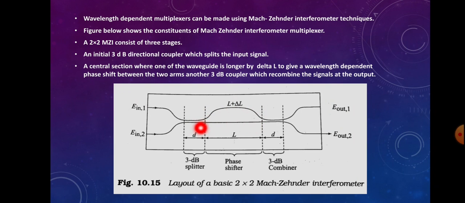In the central section you can see two different paths, which act as waveguides. Its length is L and the other path length is L plus delta L. That means it represents a path difference. In the central section one of the waveguides is longer by delta L to give a wavelength dependent phase shift between the two arms. And here the 3 dB combiner is also a coupler. A coupler can act as a splitter as well as a combiner. Okay, so let us see the details.